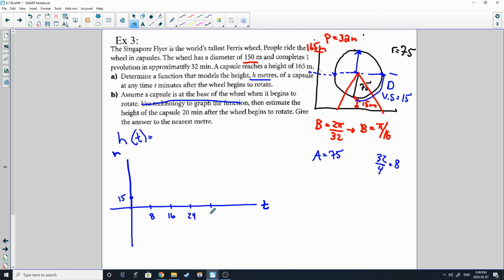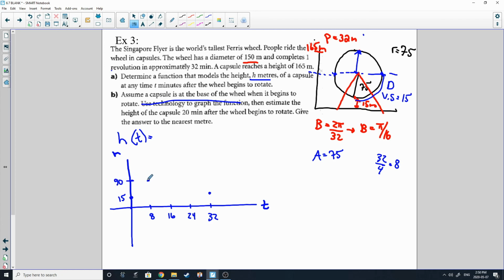And we know that once we get to 32 minutes, we'll be back on the ground. So after 8 minutes, you're now here. Where are we on our diagram? Well, we are at 75 meters in the wheel, plus the 15. That would be at 90, okay? So again, it's just a sketch. 90 is sort of our midpoint, so I'm just going to label this as 90.